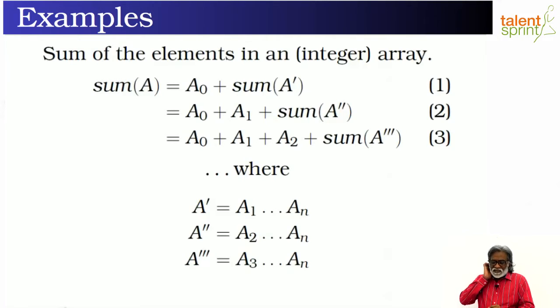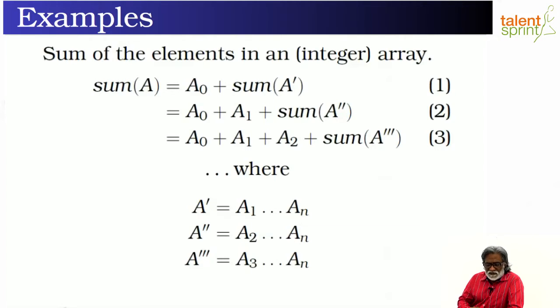But we can apply the same principles to this new sum of A prime. A prime is what? It is another array. Where does it start? In A1. So the sum of A prime is A1 plus sum of A double prime. What is A1? The first element of A prime. What is A double prime? All but the second element of A, and so on.